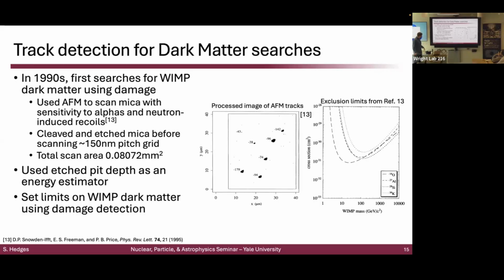This process was pretty similar. They had to cleave and then etch their mica samples as they did before. But in this case, they then took an AFM tip and dragged it across their sample in a grid with 150 nanometer pitch. From that, they were able to measure the pit depth and use that as an estimate of the energy. And they were able to set some of the first limits for WIMP dark matter using this damage track approach. Shown here, this is one of the images after processing that they've seen. And they have these various damage defects along with the depth. And yeah, they were able to set limits that are probably not competitive with PALEO today, but at the time these were an interesting result.